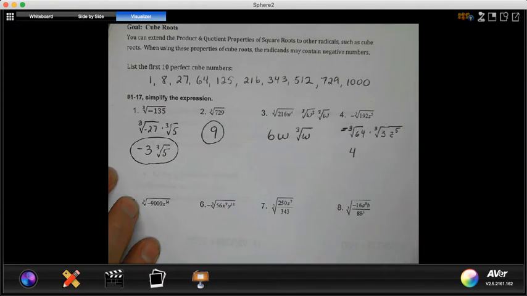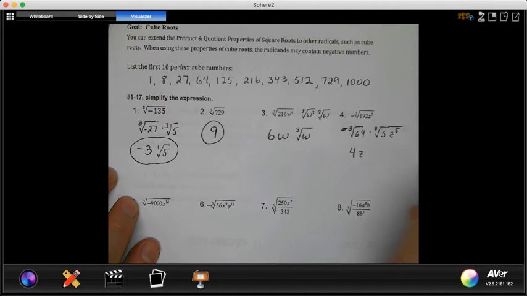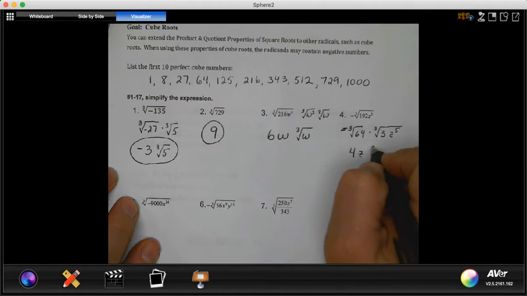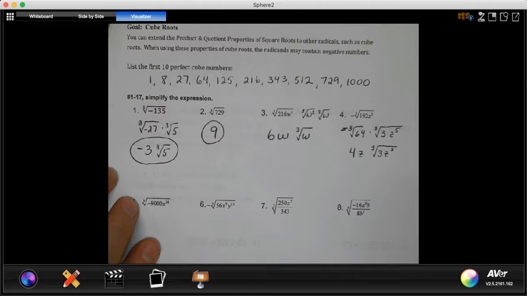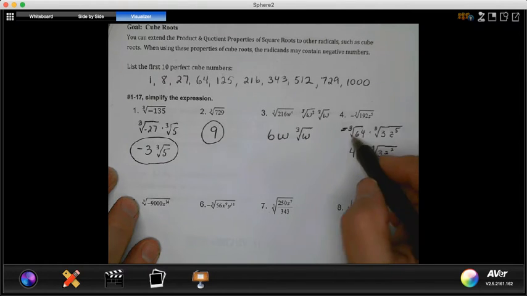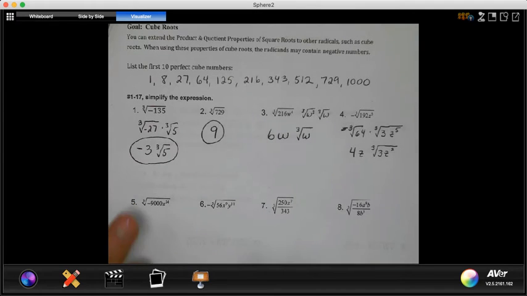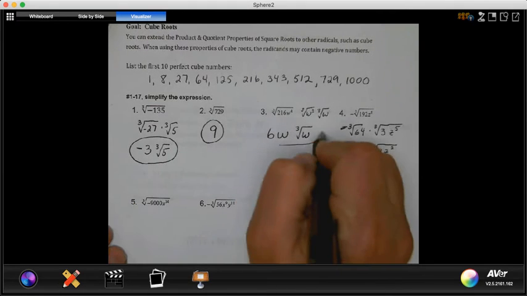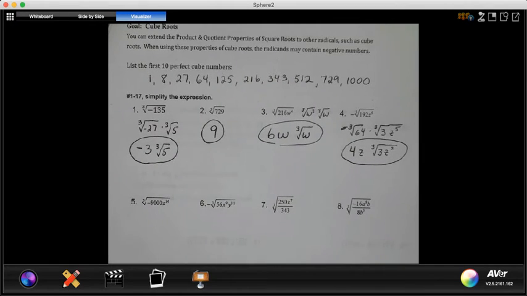Now let's do the letters. How many times does 3 go into 5? It goes in once, so I have a z to the first, but I don't write the 1. And then what's left is the cube root of 3z squared. Okay, so you split it apart and then do your little trick with the letters. And that's our final answer. That's in simplified form. Okay?